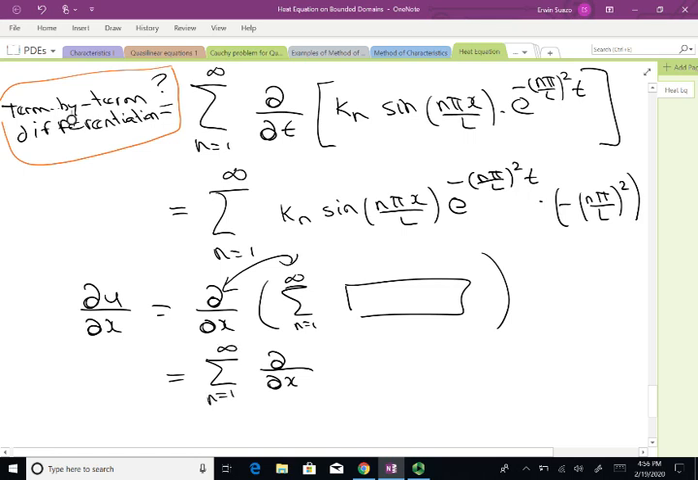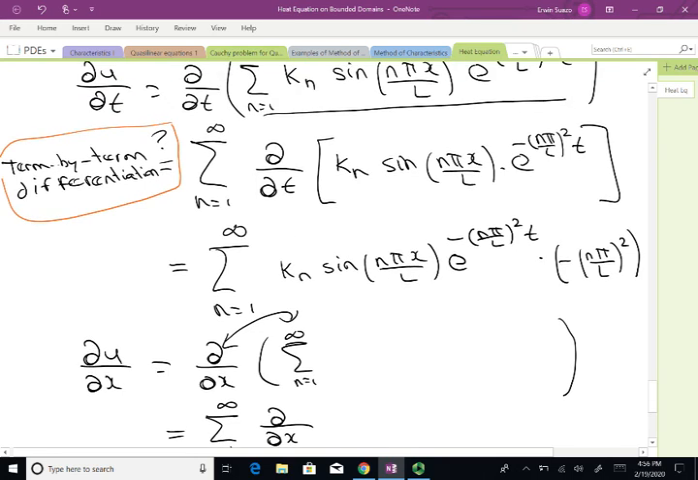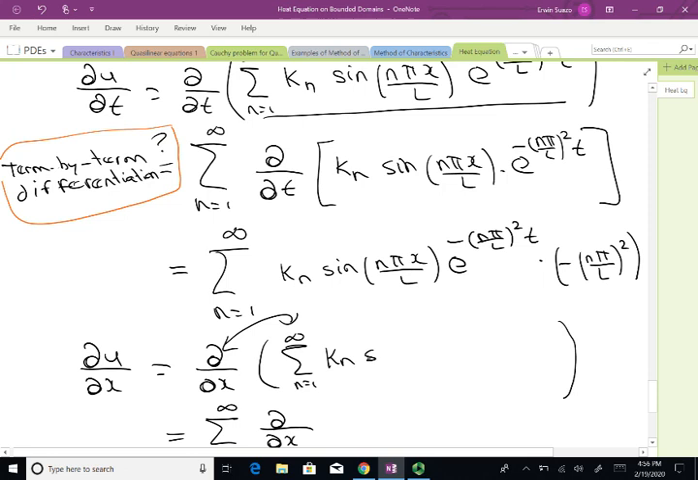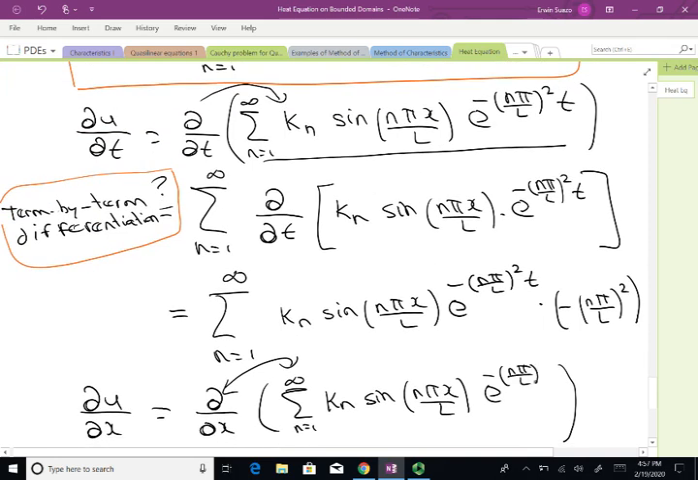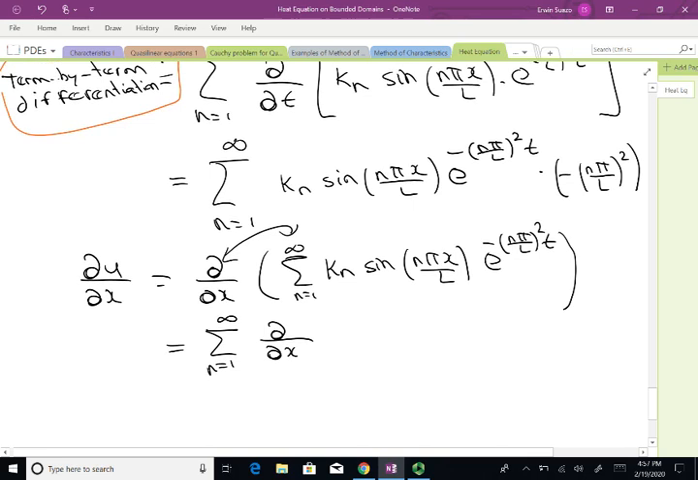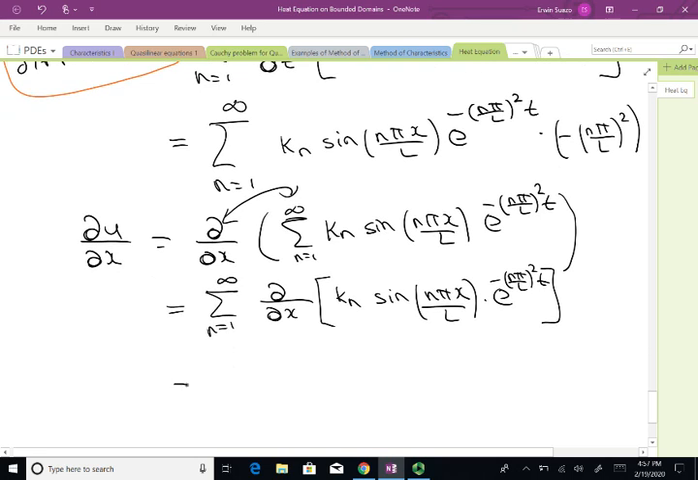I'm going to write it because it's good for memorization. I hope you are taking notes, because that helps you memorize. So this is k_n sine(n pi x over L) e to the minus (n pi over L) squared t. Don't be afraid of this terminology. Then you have k sine(n pi x over L) e to the minus (n pi over L) squared t. Now we find the derivative with respect to x. So what is it going to be?